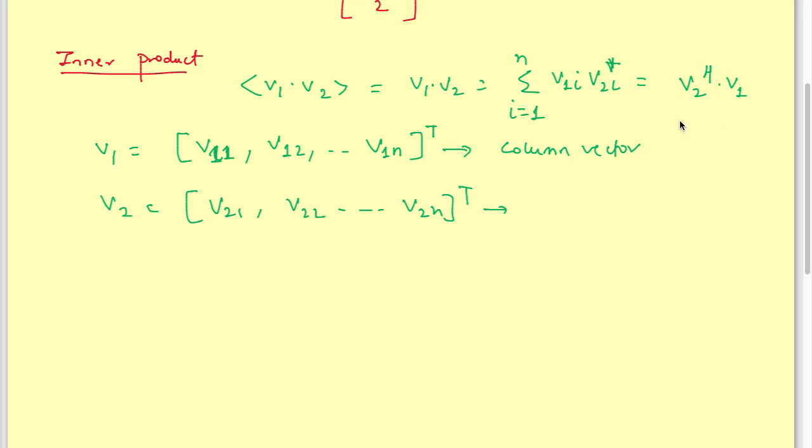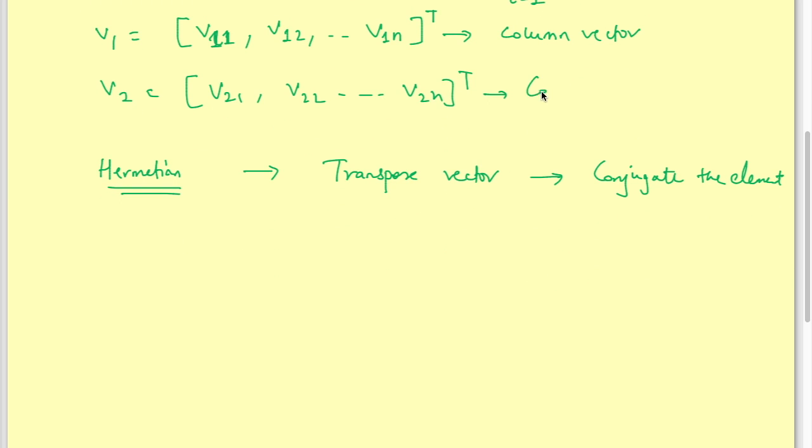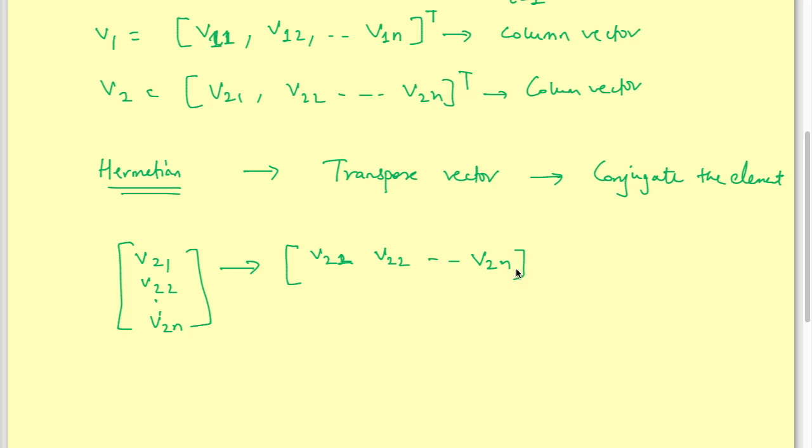So we take the Hermitian of this v2 vector. Hermitian means that first we transpose the vector, and then we conjugate its elements. So the column vector v2 becomes, after the transpose, a row vector v21, v22 up to v2n. Then we take the conjugate of each element, v21 conjugate and so on.